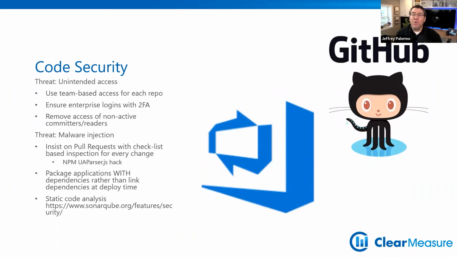Whether it be GitHub or Azure Repos or anything else, you do want to use team-based access for each repo. In the authorization, you can add individual people in GitHub, and the recommendation is don't do that. Create teams and authorize the team to the repositories, because there are a lot of Git repositories that a particular development team needs access to.